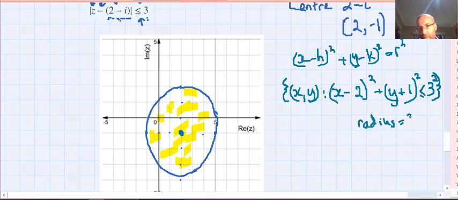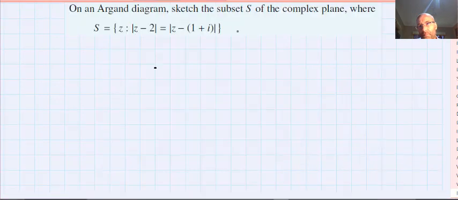I don't think I'd noted that yet. Okay, so it's all the points x and y, the Cartesian relationship, all the points x and y such that we have (x minus 2) all squared plus (y plus 1) all squared is at most 3 squared. This one we've got z such that the modulus of z minus 2 equals the modulus of z minus 1 plus i.